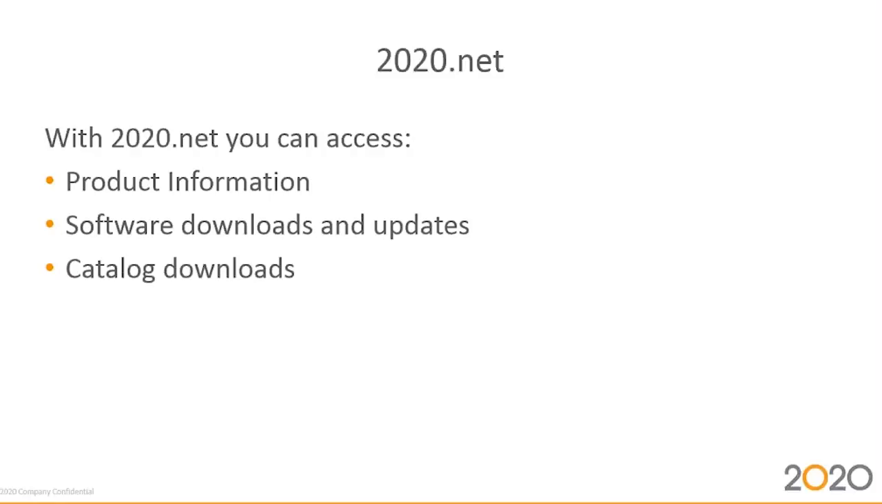With 2020.net, you can access various product information for 2020 CAP, 2020 GIZA, worksheet, as well as visual impression. You can get information such as the system requirements, best practices, as well as software downloads and updates. There's always the installation files for the newest version of the software up there. And then also another thing you might go there for is the catalog downloads.